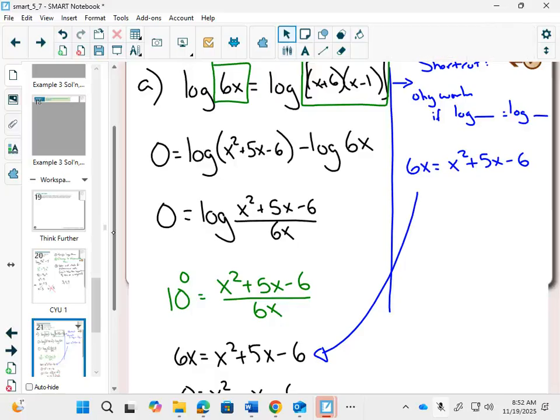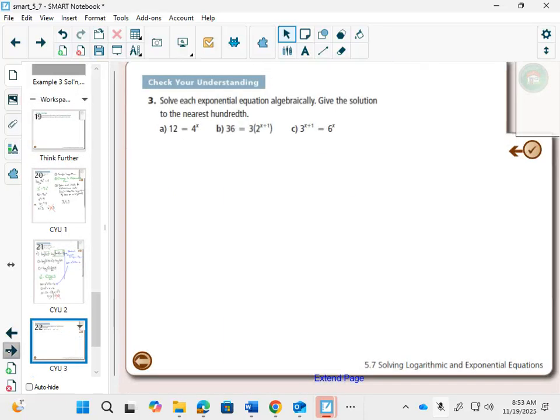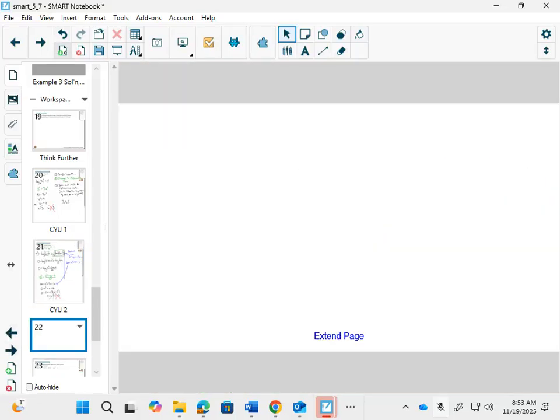So that's all I'll show you with the shortcut there, because that's all you need to know, because it's exactly the same after this. You would still solve, you would still get your answers, you would still check your answers, and cross out the one that's not possible. Okay, let's do B.